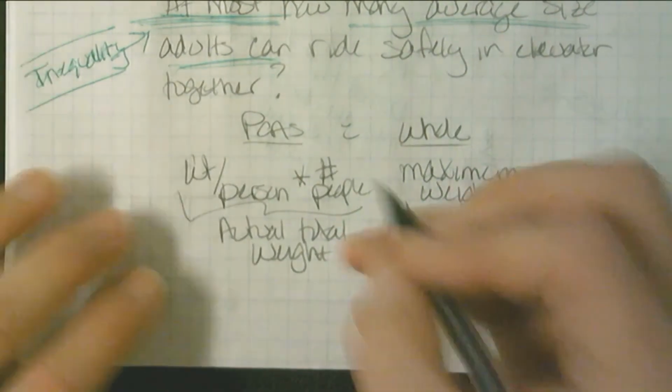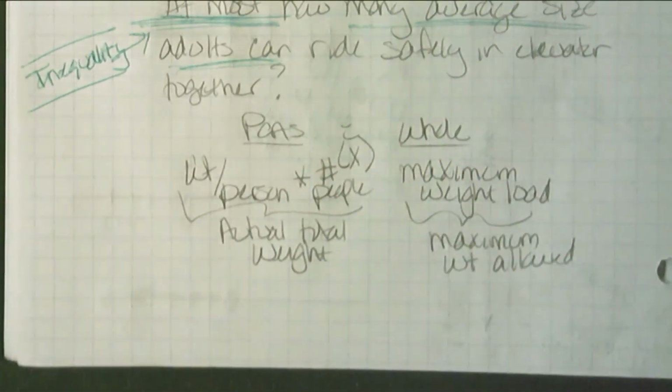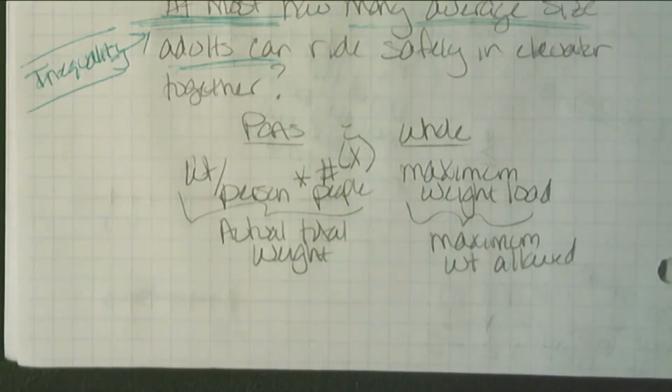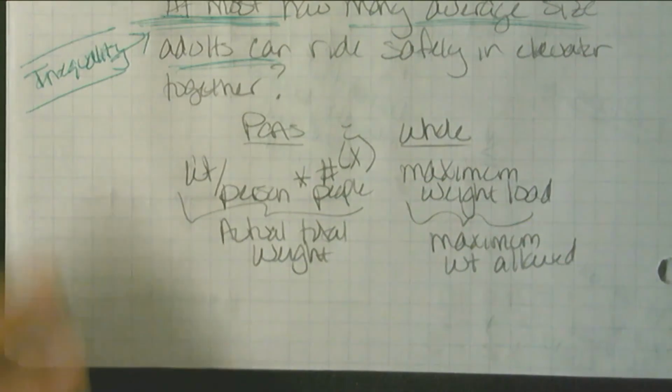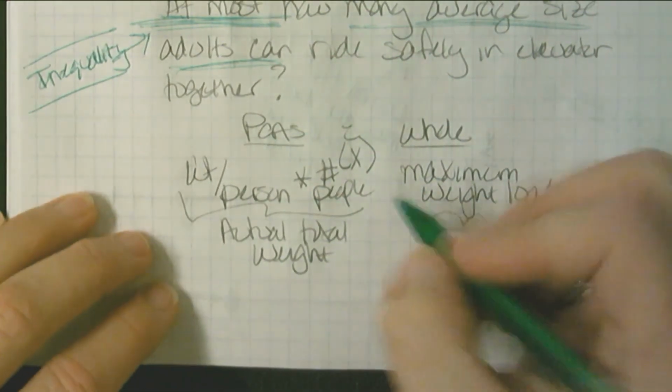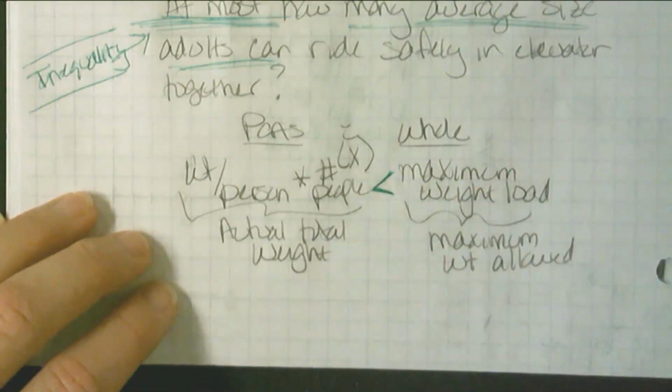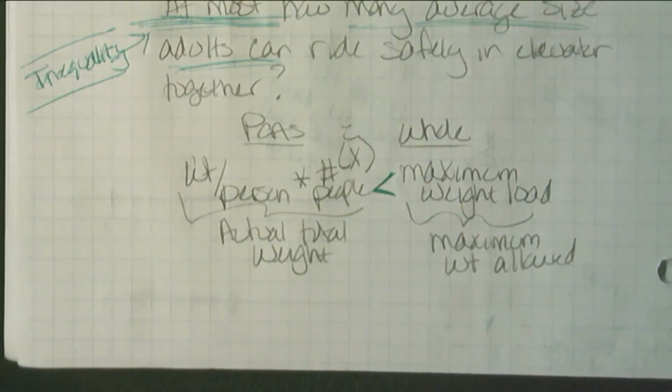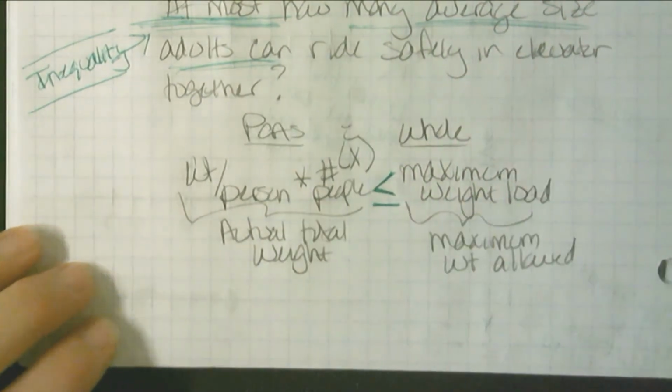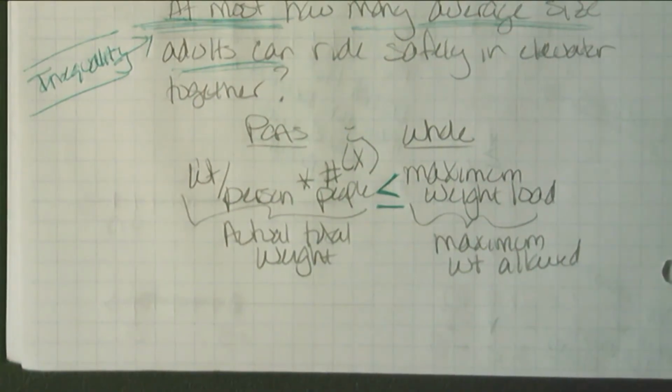All right, so I don't know my number of people. There's my X. What inequality symbol am I putting in between the actual weight that's in the elevator and the maximum allowed? What can my actual be in relation to the maximum allowed? Does it have to be less than, or does it have to be greater than? Alex? It has to be less than. Alex, can it be the maximum weight? Yeah, so I have an equal to.